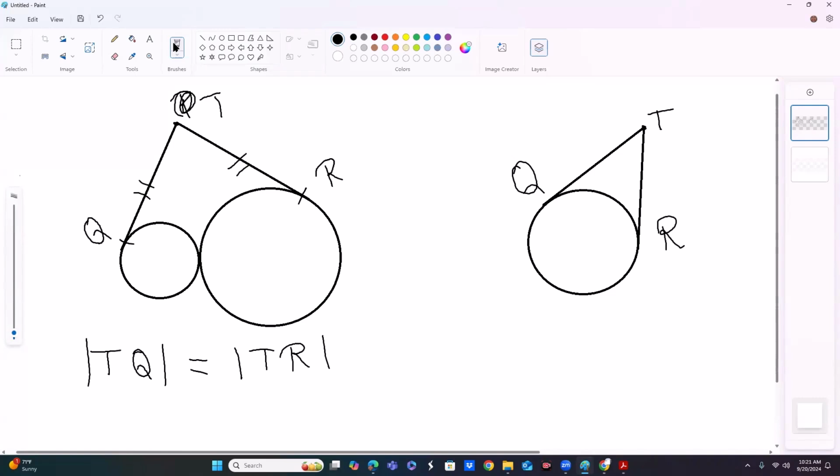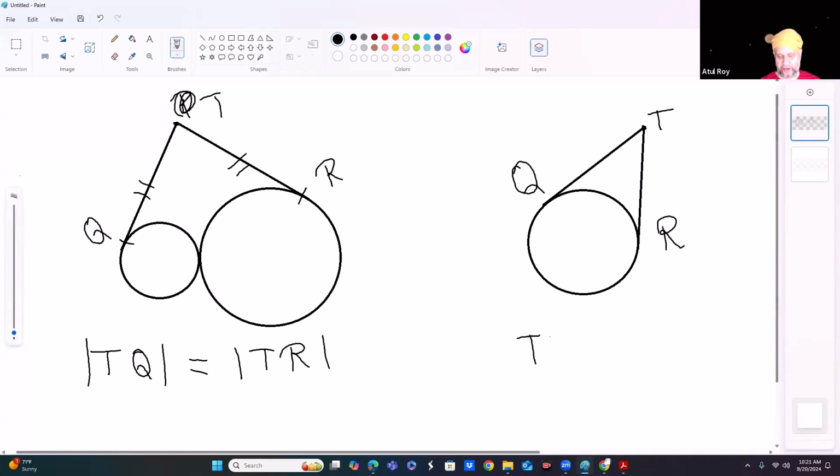TR is equal to TQ. Very good. TQ equals TR or TR equals TQ. Either way, it's okay, right? Okay, so let's go to the next part now, okay?